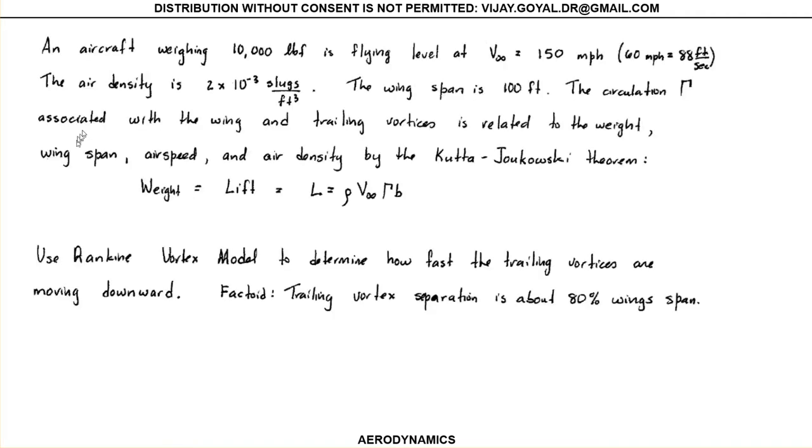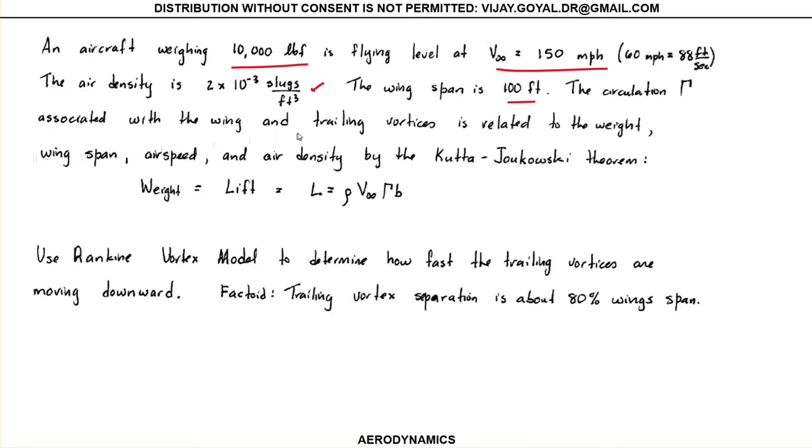This is example number one for forces acting on a general body. In this particular example, we have an aircraft that has a weight of 10,000 pound forces and is flying at a level flight of 150 miles per hour. The air density at the altitude where it's flying is given. The total wingspan is 100.